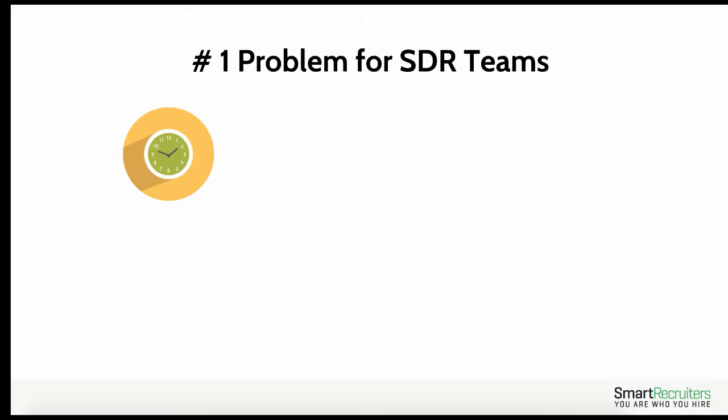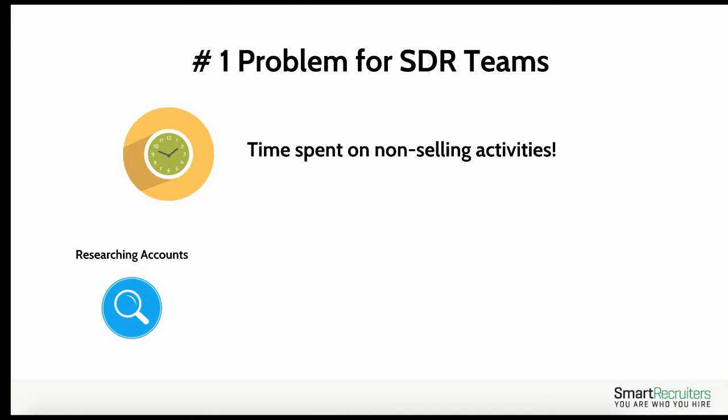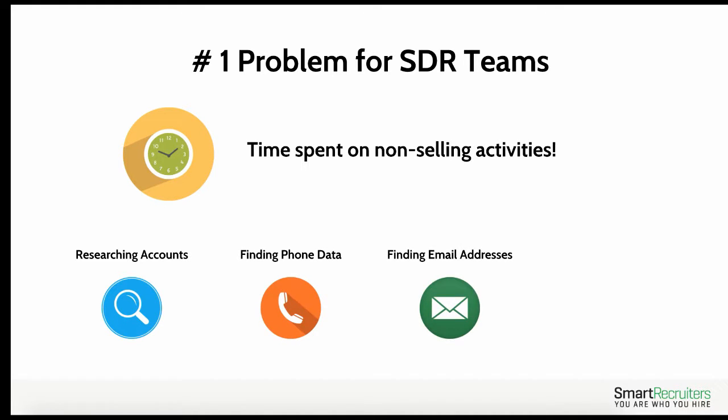What is the number one problem for SDR teams? A lot of leaders will have different answers for this, but mine is pretty simple. It's time spent on non-selling activities. I would define non-selling activities as anything that doesn't involve talking to prospects or sending emails to prospects. So this includes finding contact data, researching accounts, finding phone data. This is a huge one. Finding email addresses. This is actually where, in the past, I've watched my teams waste a lot of time trying to find accurate email addresses.